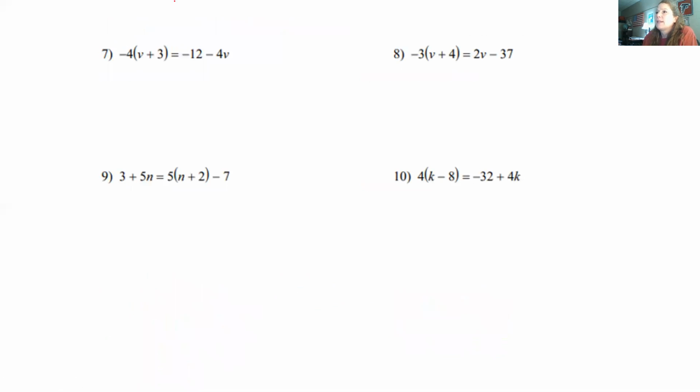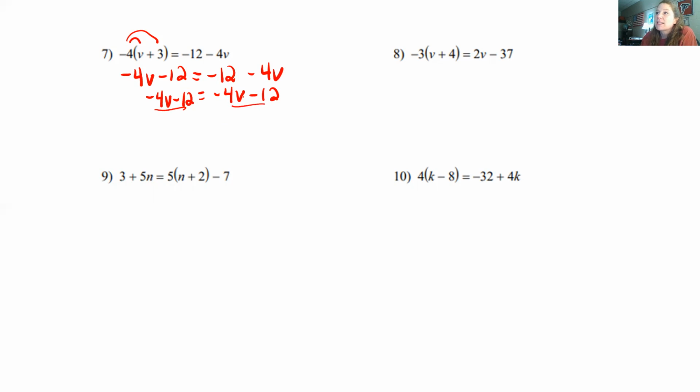All right, let's look at this one. So we're going to distribute that -4. -4 times v is -4v. -4 times 3 is -12 equals -12 minus 4v. All right, if you pause a second, even though this is written in the opposite order, I could bring that -4v to the front and send that -12 to the back, couldn't I? And do you notice that these match perfectly? This is equal to this. Do you agree with that?